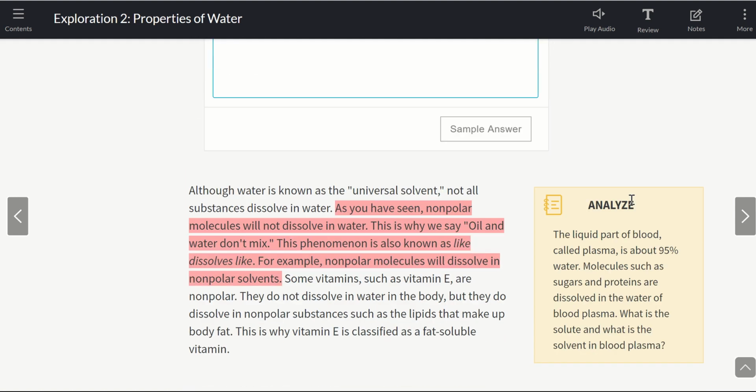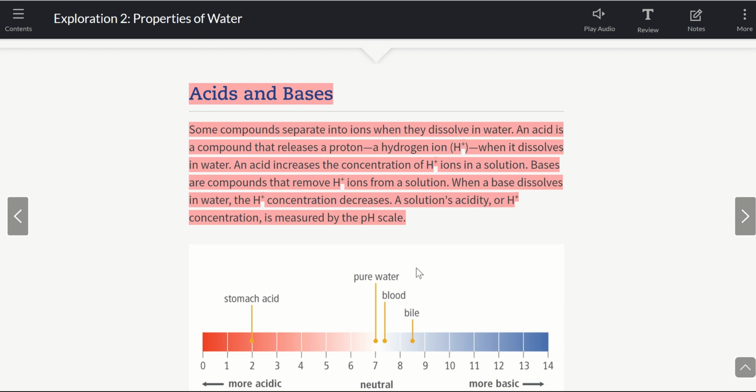Water is known as the universal solvent, meaning that since it is a polar molecule, it is going to allow all polar molecules to dissolve. However, non-polar molecules do not dissolve in water, like oil. You've seen that if you pour vegetable oil in water, they do not mix. That's because oil is non-polar and water is polar, so they are not going to dissolve.